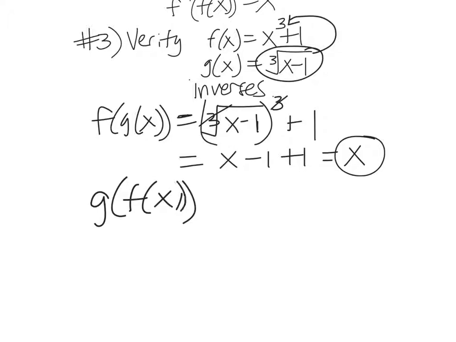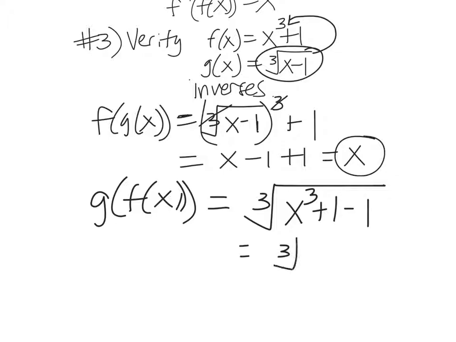g of f of x is going to be to take f of x, which is x cubed plus 1, and plug it into g of x now. So we take x cubed plus 1 minus 1 inside of the whole cube root. Plug it in. So you get the cube root of x cubed, which is x again. Yay! And then you're like, yay, I proved it.